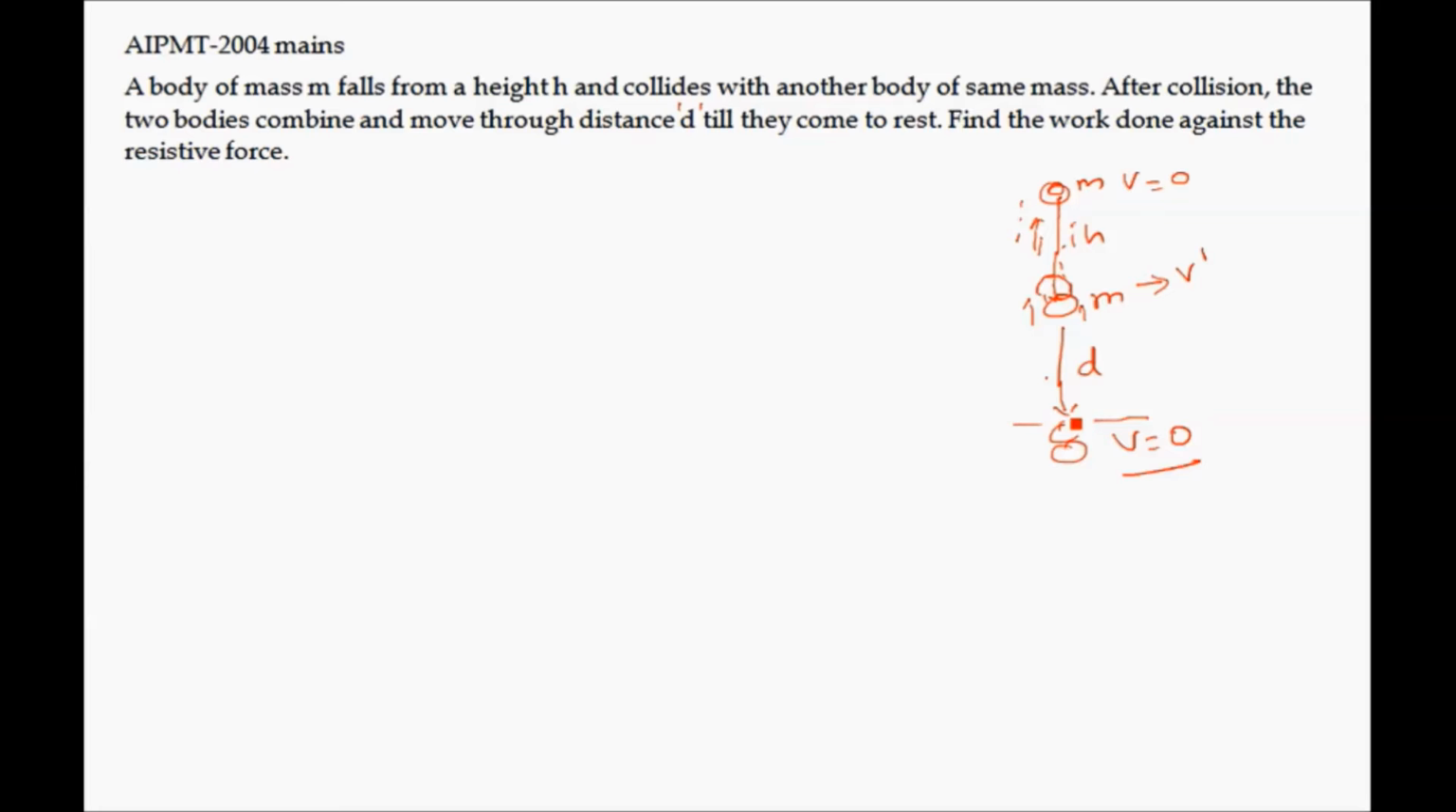So how will we solve this problem? First thing: after the collision, if the two bodies move together, then that type of collision is called a perfectly inelastic collision. We will learn about this type of collision later in the collision chapter, but for the time being, just learn that when two bodies, after the collision, move together or stick to each other and then move, it is called a perfectly inelastic collision. That is, the velocity of both bodies will be the same.